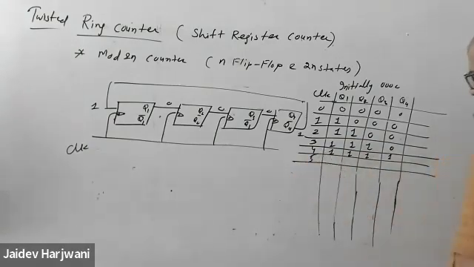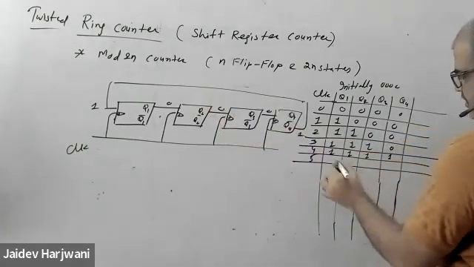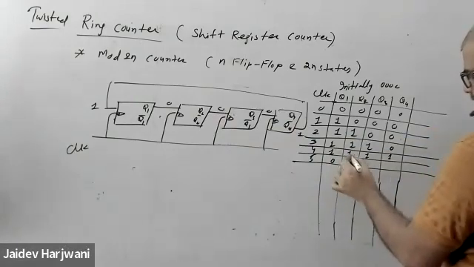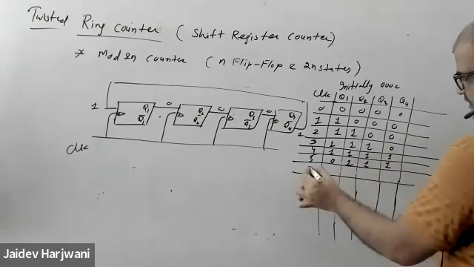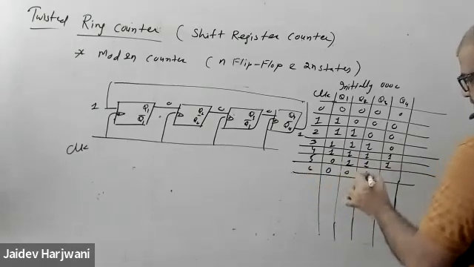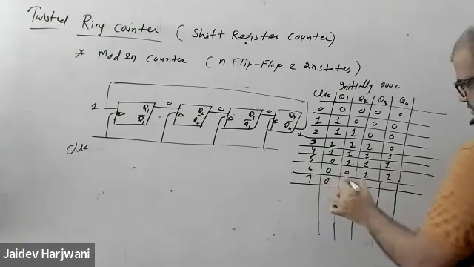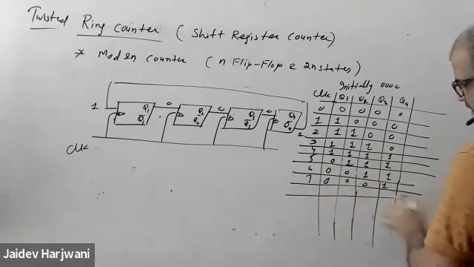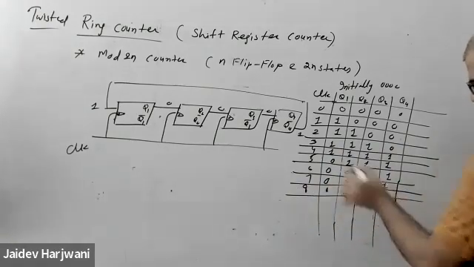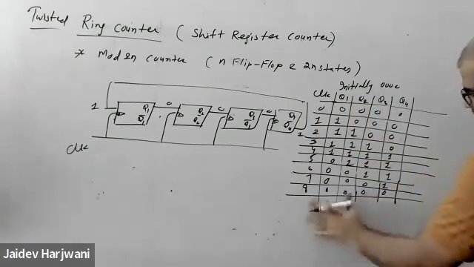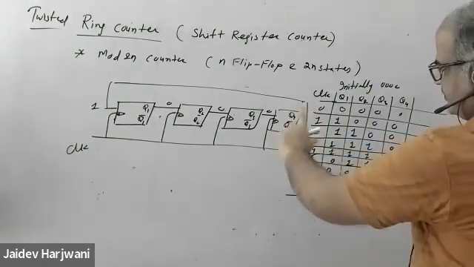Now the fifth state, what will happen now? Q1 input is Q4 bar, and Q4 is 1, so this becomes 0. So 0 comes here, this 1 comes here, this 1 comes here. For the sixth, Q4 bar is 0, so 0 comes here, this 0 comes here, this 1 comes here, this 1 comes here. For the seventh, again 0 comes here, this 0 here, this 0 here, this 1 here. For the eighth, again 0 comes here, this 0 here, this 0 here, this 0 here. And again all the things will repeat. So it has a total of how many states? Total 8 states. So 4 flip-flops, 8 states.